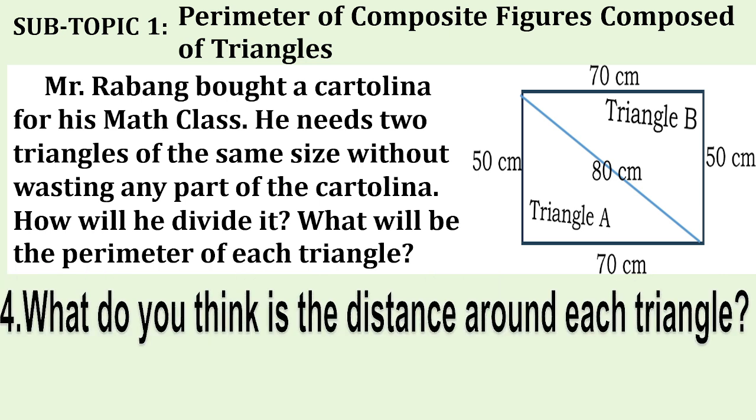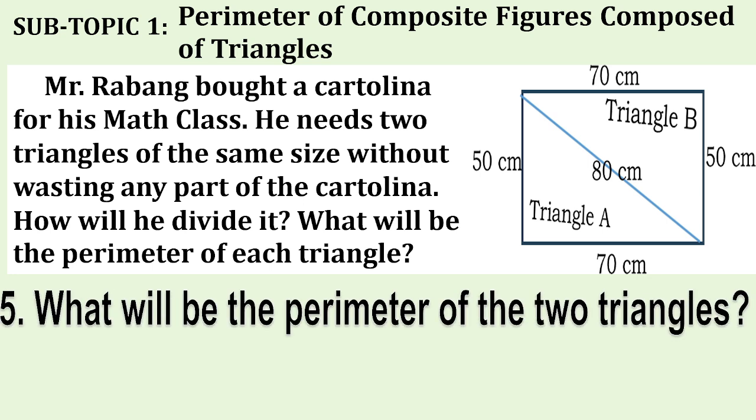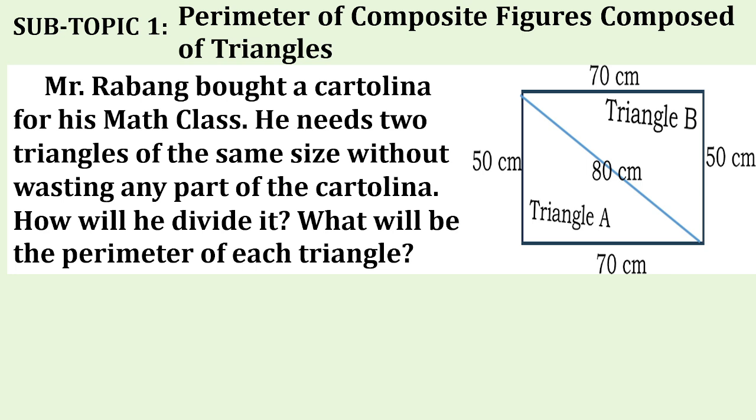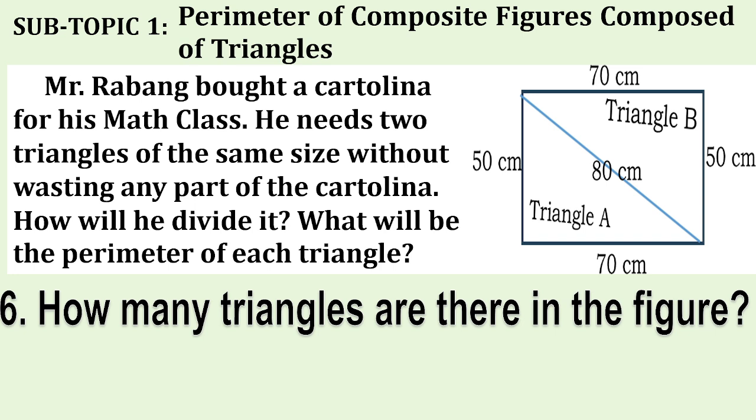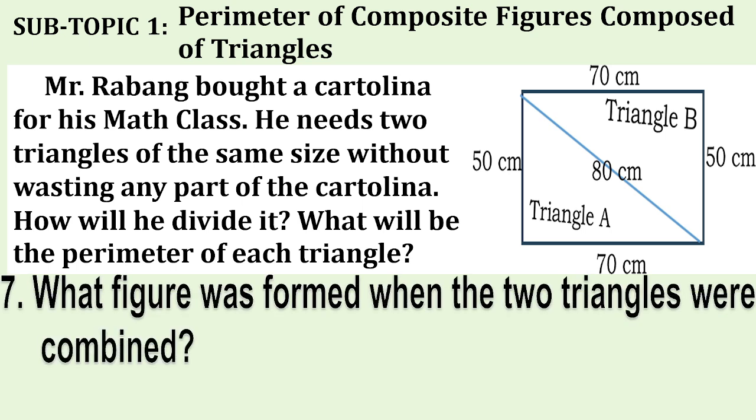What do you think is the distance around each triangle? So the answer is 200 centimeters. What will be the perimeter of the 2 triangles? 240 centimeters. How many triangles are there in the figure? 2 triangles. What figure was formed when the 2 triangles were combined? Rectangle.